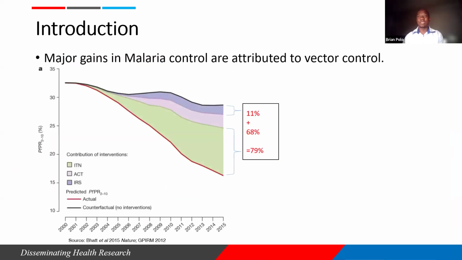In the fight against malaria, vector control intervention has been demonstrated as a major contributor to malaria reduction. The volcano plot indicates modeling work by Bhatt et al., which indicates that between 2000 and 2015, ITNs and IRS averted a cumulative 79% of malaria cases in Africa.